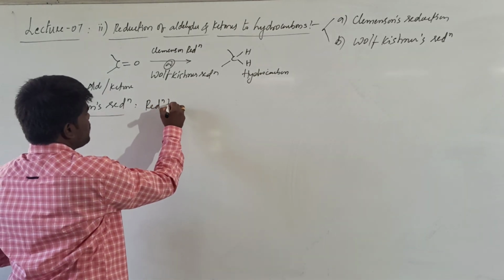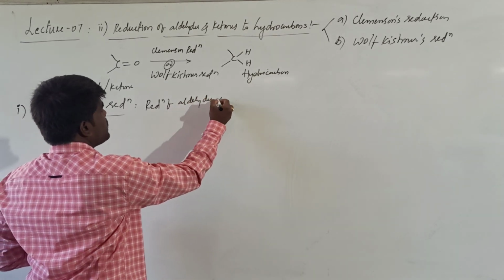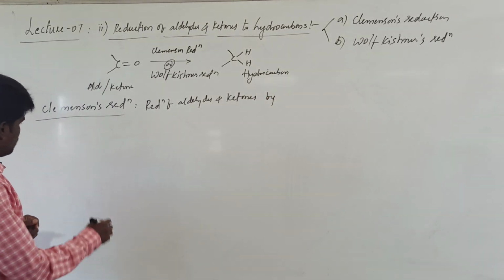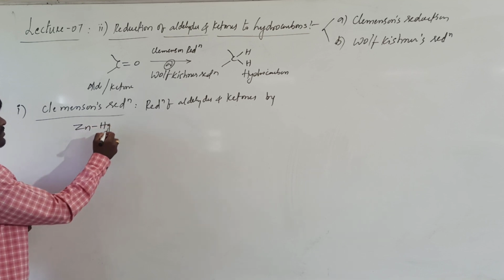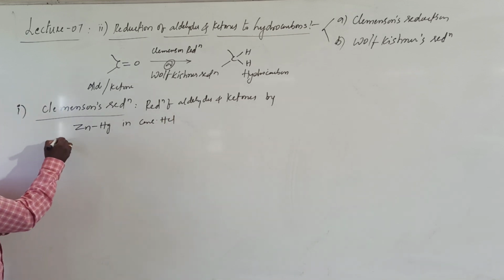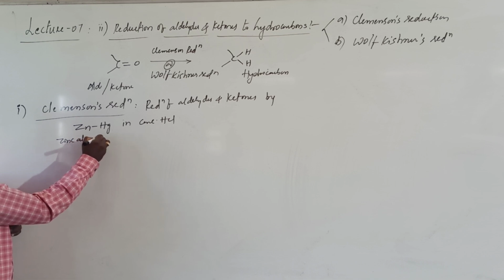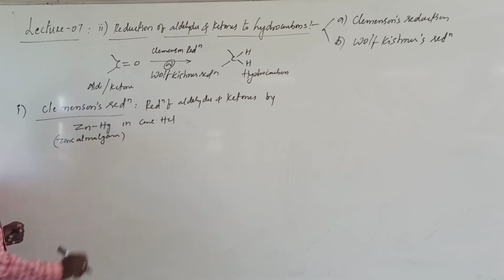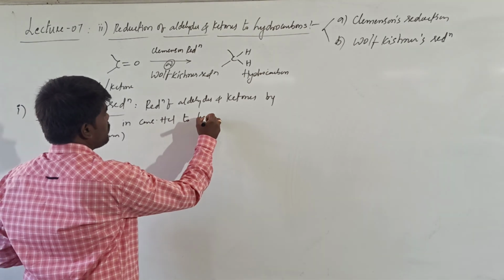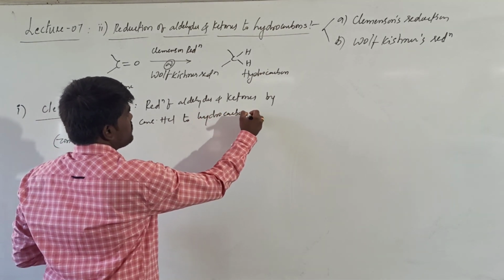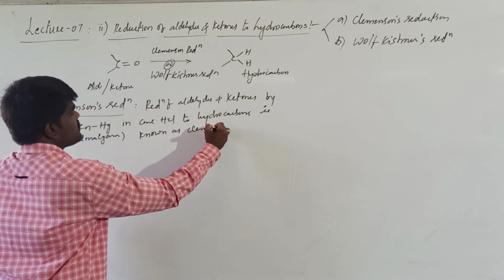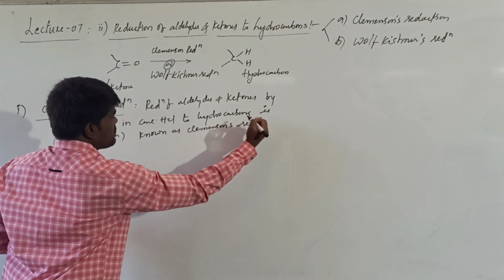Reduction of aldehydes and ketones by zinc amalgam in concentrated HCl to hydrocarbons is known as Clemmensen reduction. Zinc in mercury is called zinc amalgam.